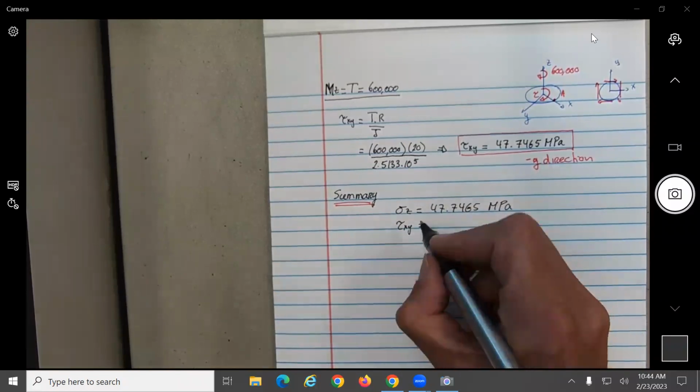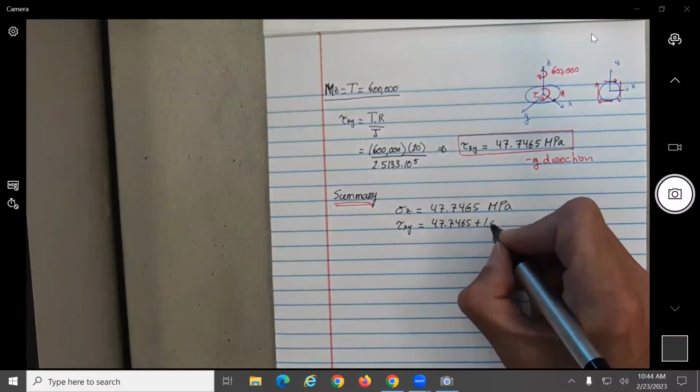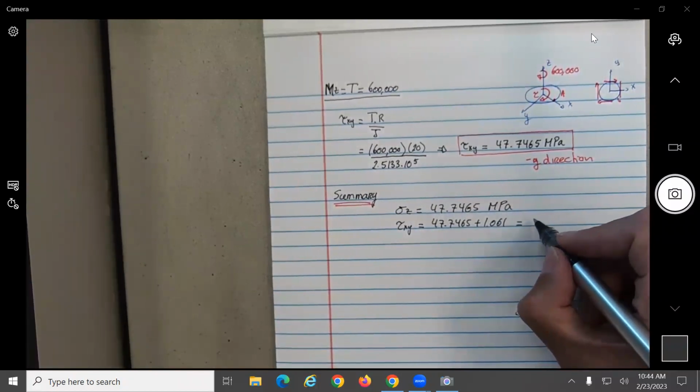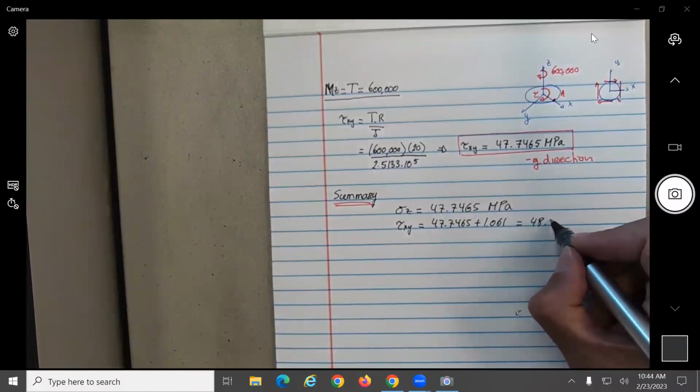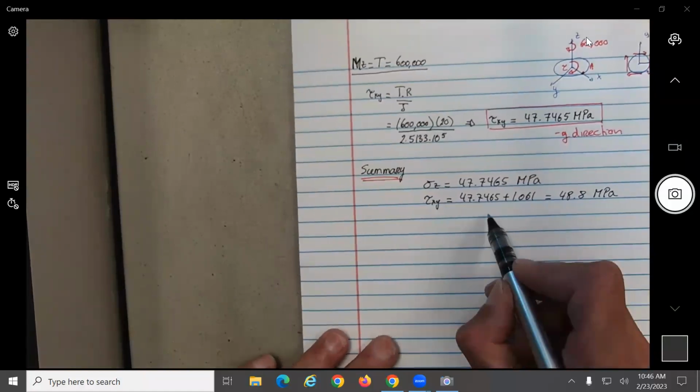Since they are going in the same direction, can we add them together? So 47.7465 plus 1.061, which gives 48.8 megapascals. Okay, close enough, I agree. Okay, so this is the other problem. No questions, perfect. All right.